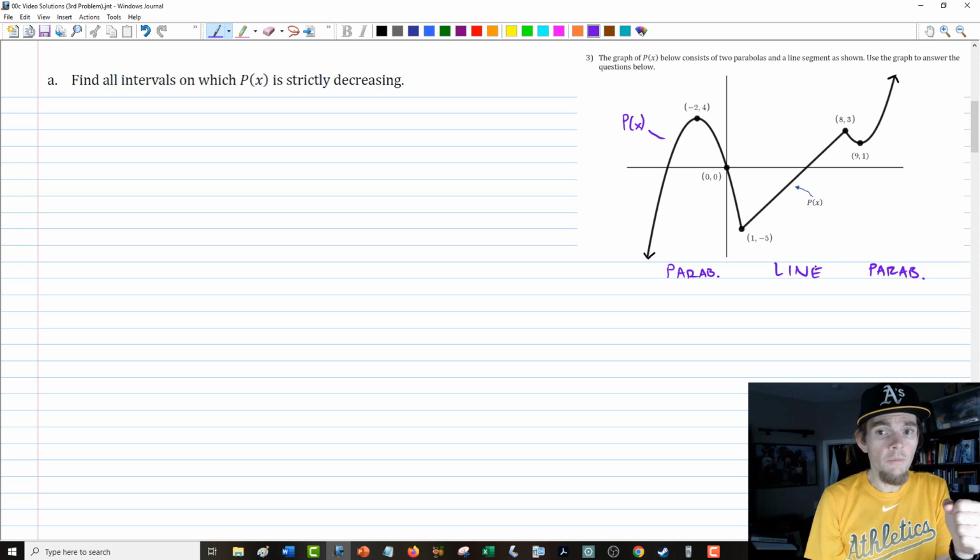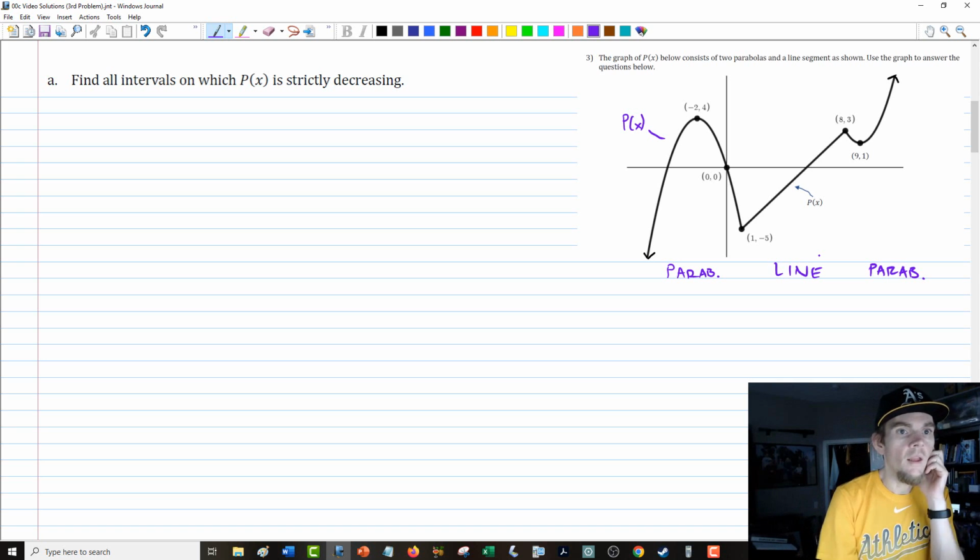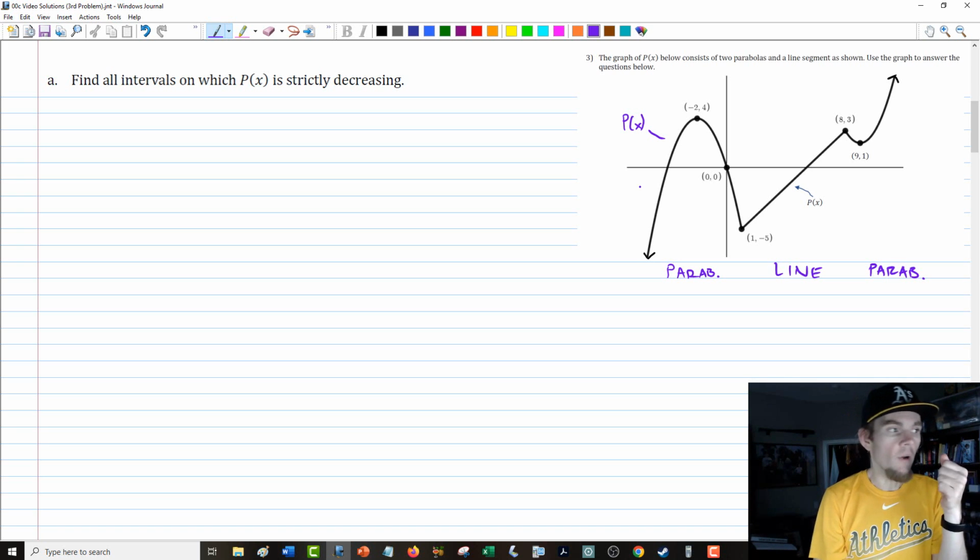The reason I'm bringing that up first is if you're struggling with this, a good way to start is just to think about what it is that you're going to need to find. You're going to need to find the equation of the first parabola, the second parabola, and the line. So basically all of that is asked in this question. But just FYI, that's a good way to start and go, okay, here's the lay of the land. As it says, use the graph to answer the questions.